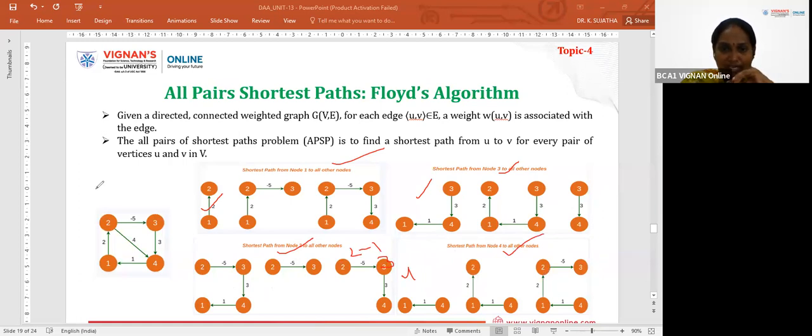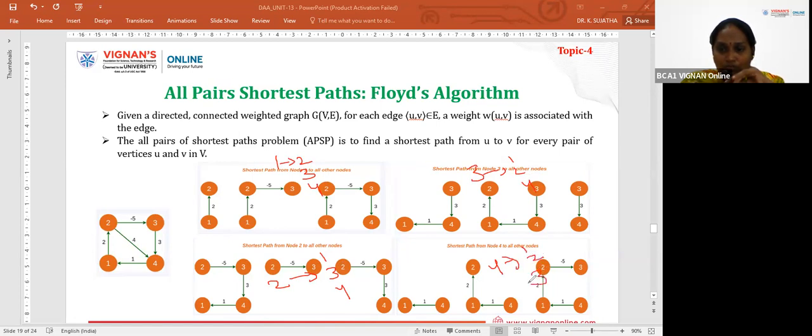So here we are going to find the shortest paths between every pair of vertices. This represents the shortest paths from 1 to 2, 1 to 3, and 1 to 4. This represents the shortest paths from 2 to 1, 2 to 3, 2 to 4. This represents the shortest paths from 3 to 1, 3 to 2, 3 to 4. This represents the shortest paths from 4 to 1, 4 to 2, 4 to 3. Like that, we are going to find the shortest path between all pairs of vertices. I hope that you know the difference between an edge and a path. So here we are going to find the shortest path.